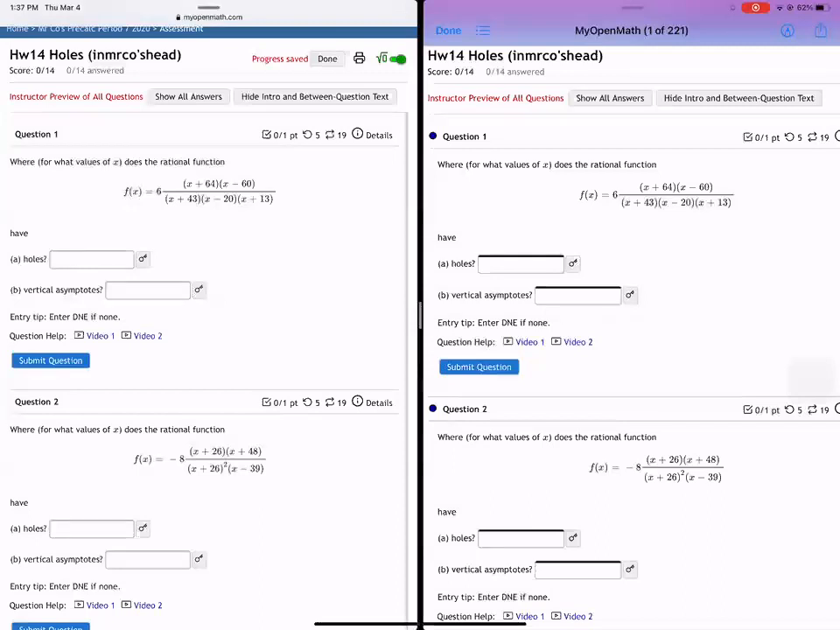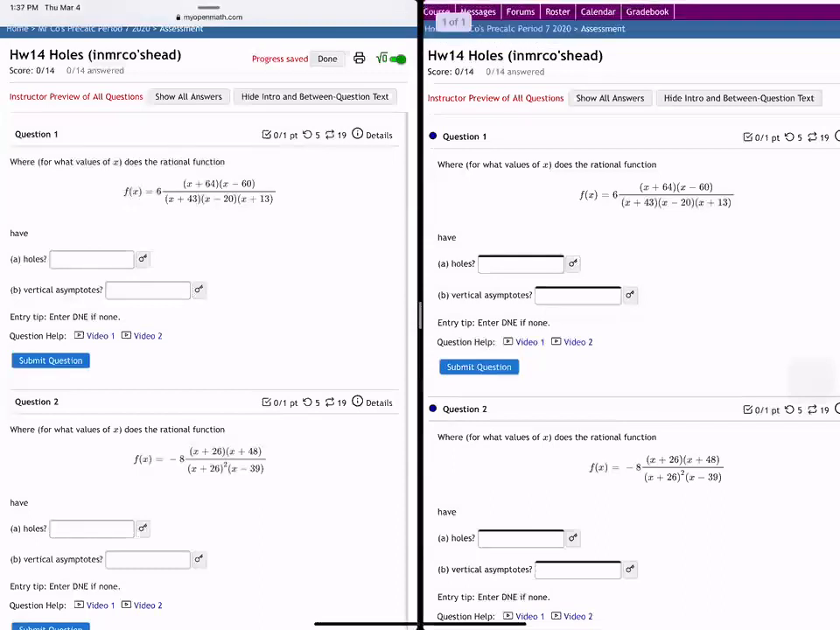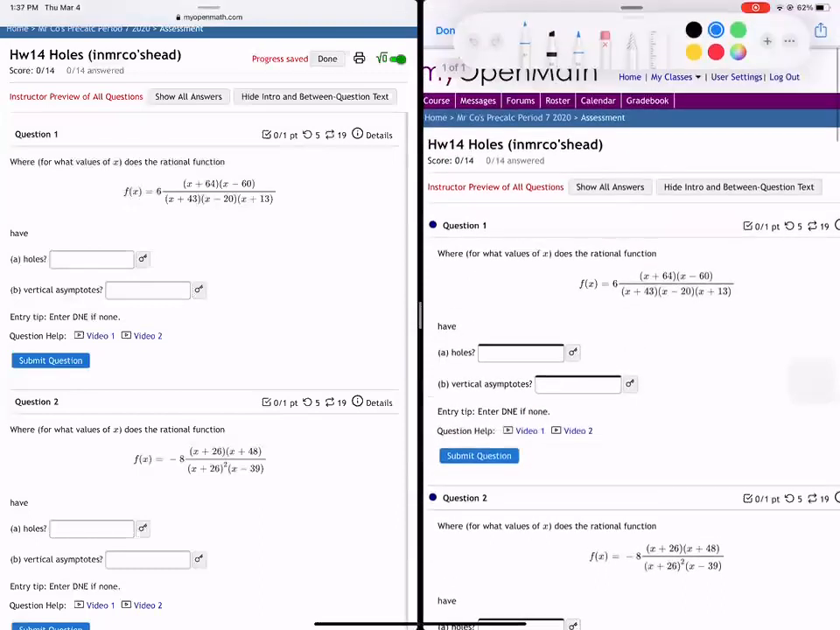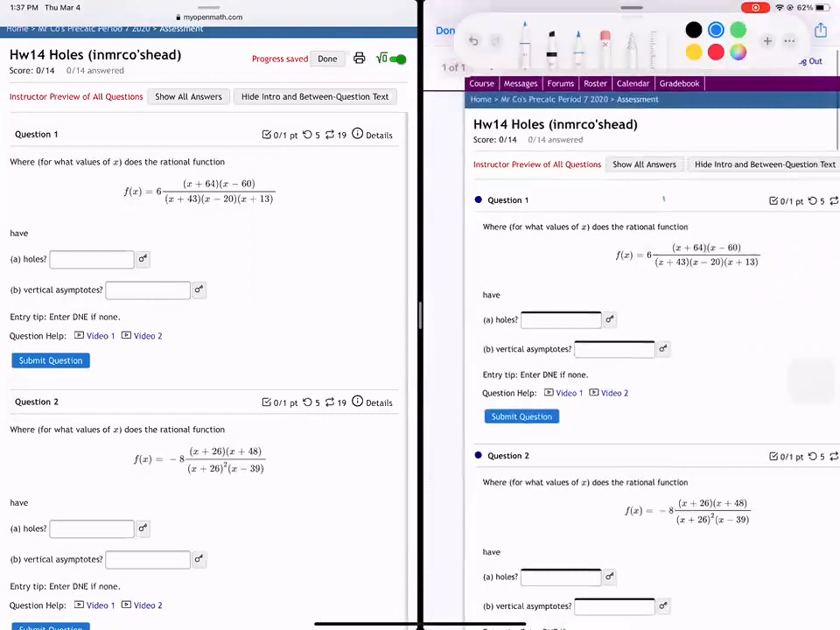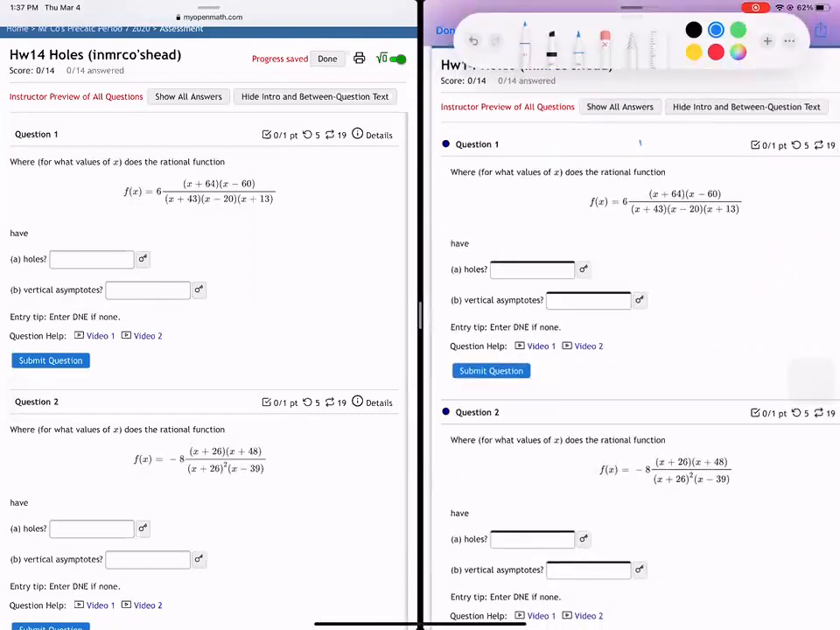Okay, so I'm going to write on the right side, and then I'm going to be able to plug in the answer on the left side to just verify it. Okay, so the first question is, for what values of x does the rational function have holes? Please take a look at this first question. Are there any holes in this? Do any of the factors cancel out? Would they have divided out naturally?